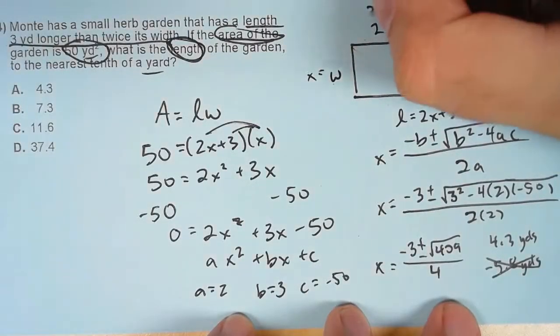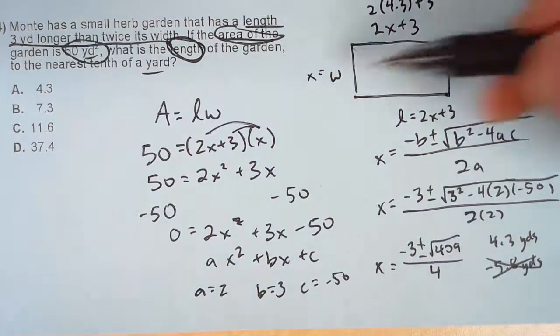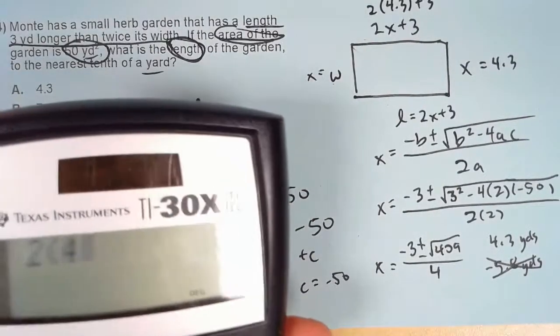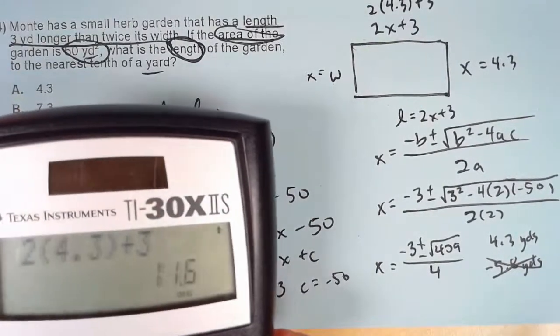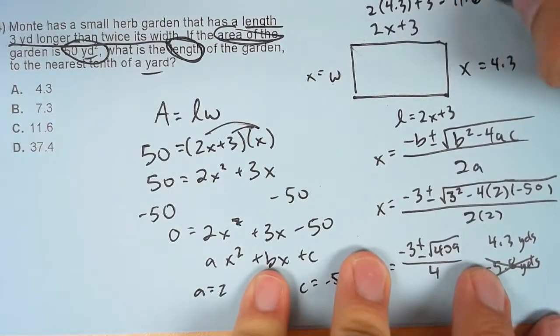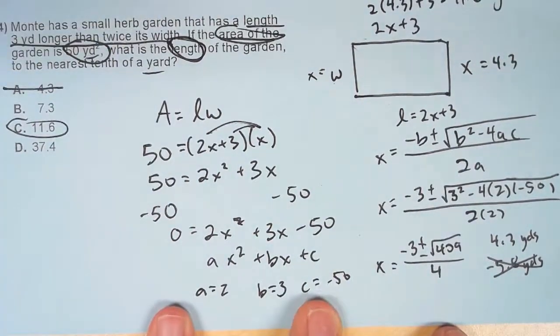We also know this x is 4.3. So 2 times 4.3 plus 3 is going to give us our length. So plug that in the calculator. Let's see here. 2 times 4.3 plus 3, 11.6. So that says the length is 11.6 yards, which, by the way, is answer C, not A like they just want you to think.